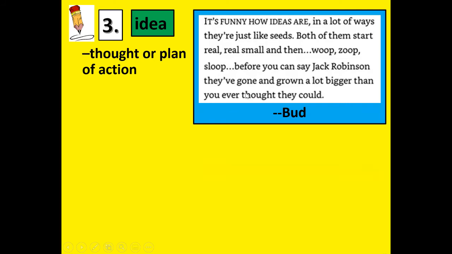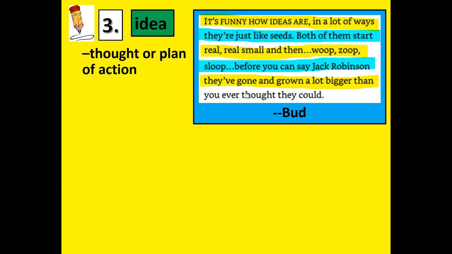So here's our quote. It's funny how ideas are in a lot of ways. They're just like seeds. Both of them start real small and then whoop, zoop, sloop. Before you can say Jack Robinson, they've gone and grown a lot bigger than you ever thought they could, Bud.